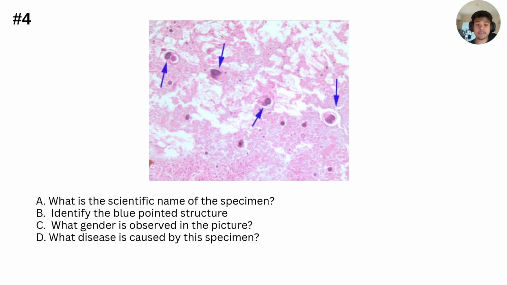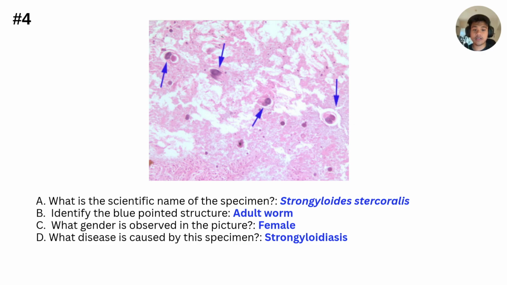In station 4, we will finally discover the scientific name of the specimen, along with its key structures and characteristics. So this species here is actually Strongyloides stercoralis, with the image showing an adult worm with its gender being female. This is because males are not considered parasitic. This parasite causes strongyloidiasis, a disease which can be greatly aggravated in immunocompromised patients.